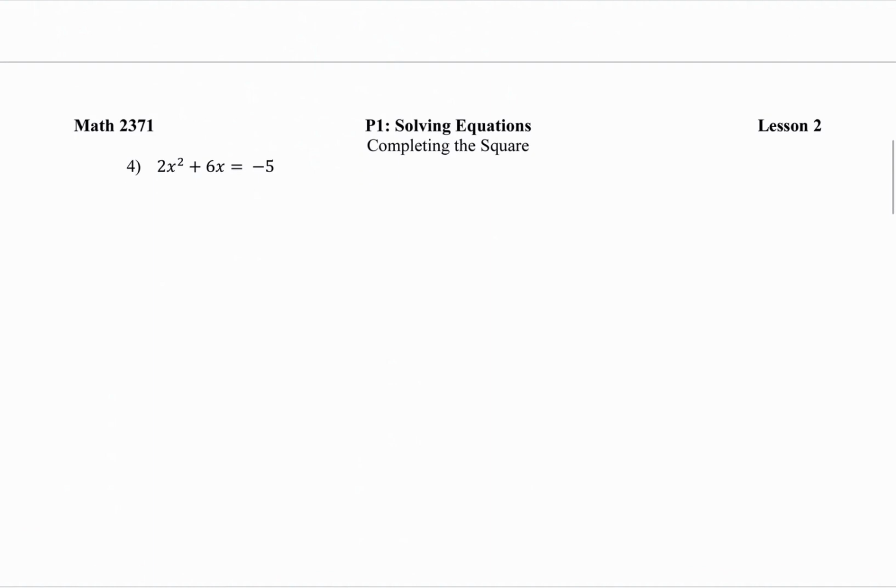Okay, let's go on and do the next example. This one, the negative 5 is already moved over to the other side. So that's good, but we have this leading coefficient that we need to pull out. So we're going to first pull out the 2, so we have x squared plus 3x plus parentheses equals negative 5 plus blank.